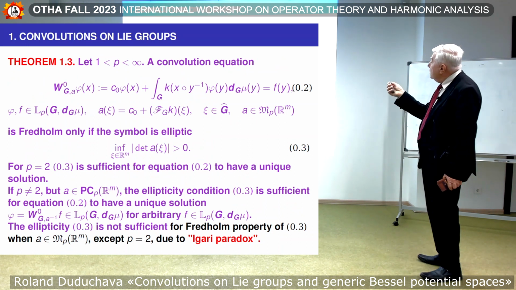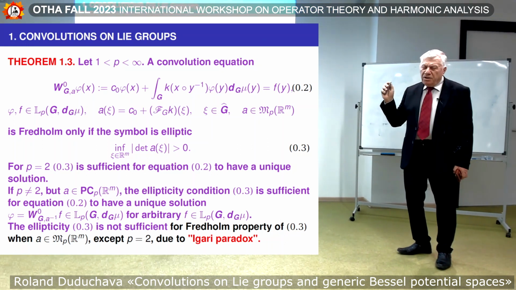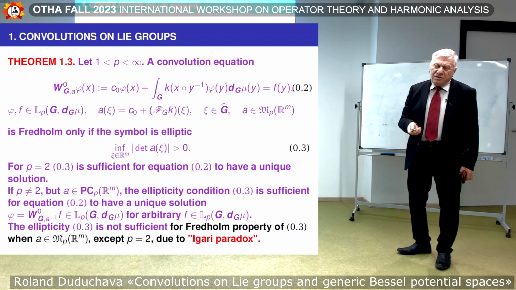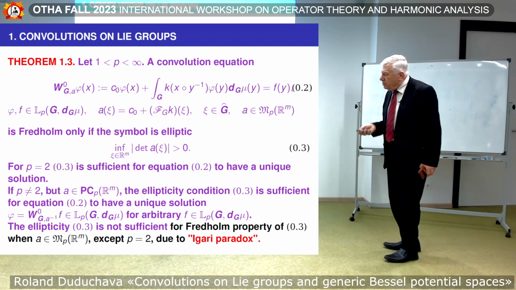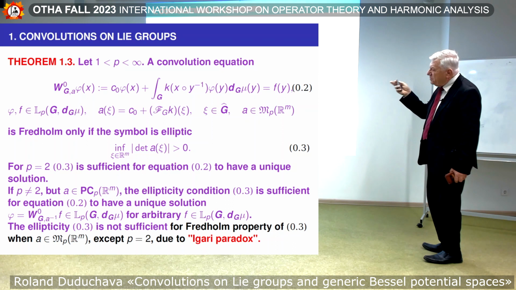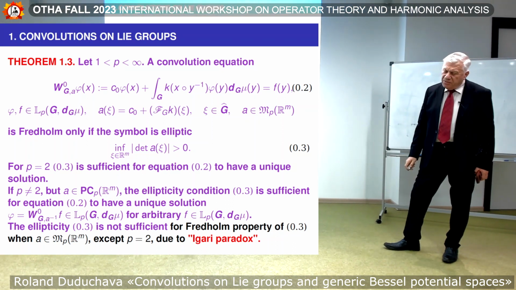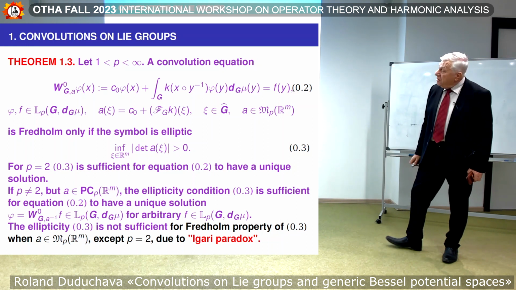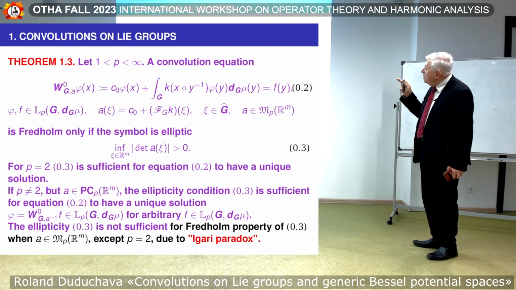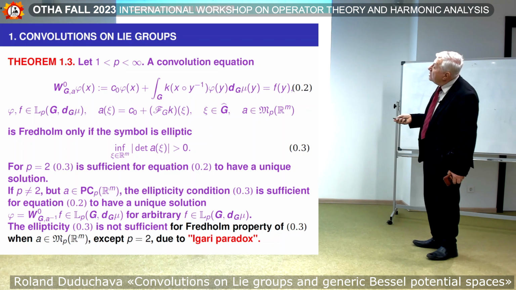For the invertibility of a convolution operator, it is a necessary condition that the symbol is elliptic. If it is a matrix symbol, the determinant of the symbol should not vanish. But this is not a sufficient condition if the symbol is from M_p, I mean the multiplier class. But if it is from PC_p, then the operator is invertible if and only if the symbol is elliptic.